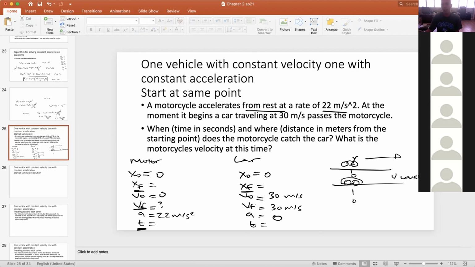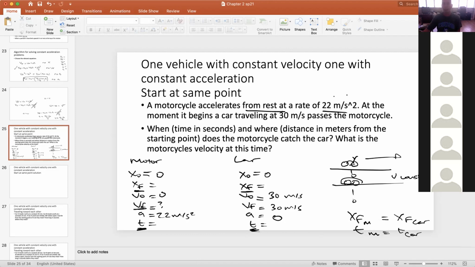Therefore, it has no acceleration. I don't know the time, so I need to find out where they catch each other. And what does that tell you? Well, I don't know what x final is, but x final for the motorcycle has to equal x final for the car. Also, the time has to be the same. They both take the same amount of time to get to wherever they catch each other.